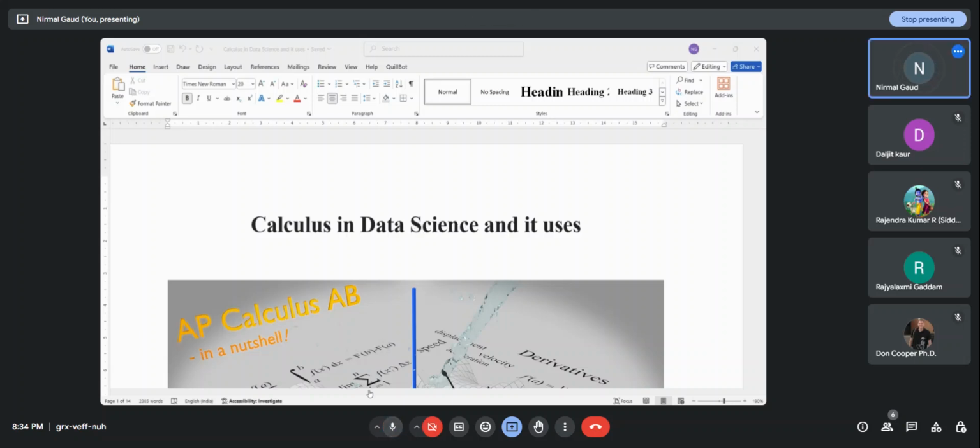Hello all. So today I need to start a new topic, that is calculus. Very important topic again, and we have to use calculus in our machine learning, deep learning, generative AI. Okay. So what is this calculus?